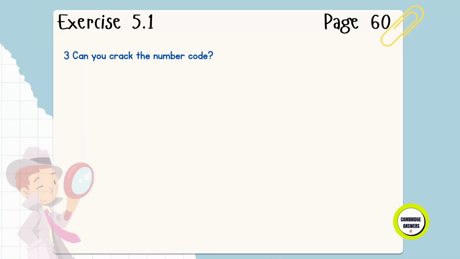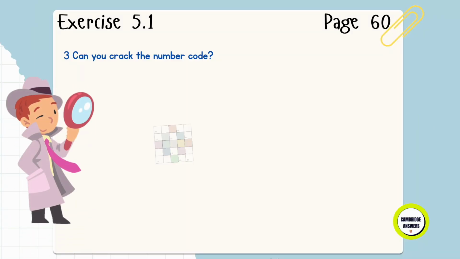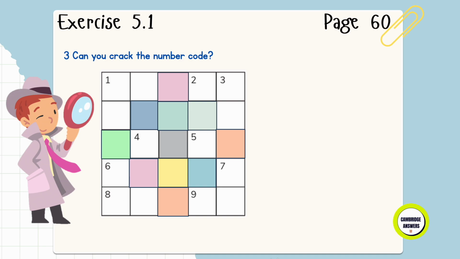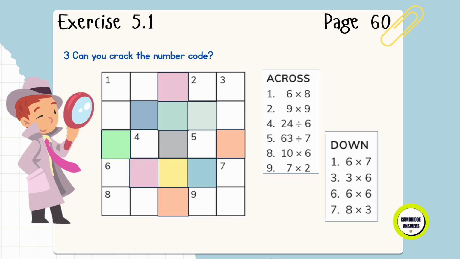All right, puzzle solvers, it's time to crack the code. Let's check out this colorful grid. It's bursting with clues. We've got 2 lists, across clues and down clues. Each one is a little math challenge. Let's start across. Clue 1, 6 times 8. That's 48. So we pop in a 4 and an 8 on the top row. Clue 2, 9 times 9. That one's 81. Type in a big, bold 8 and 1.